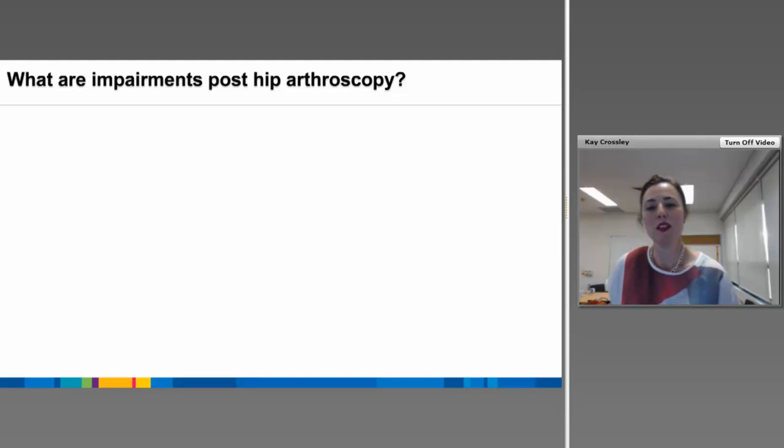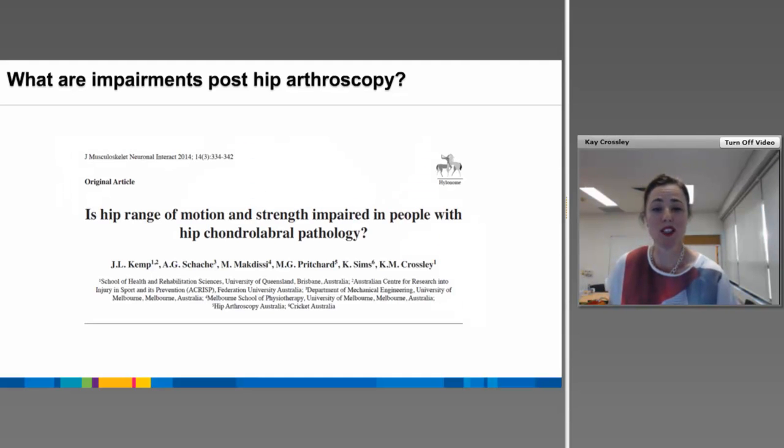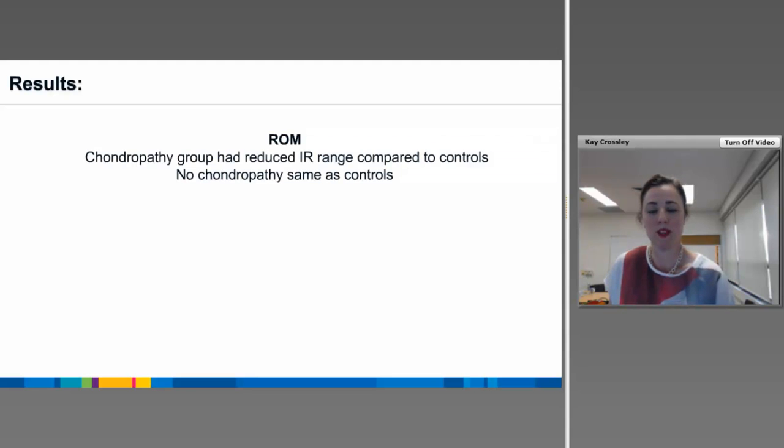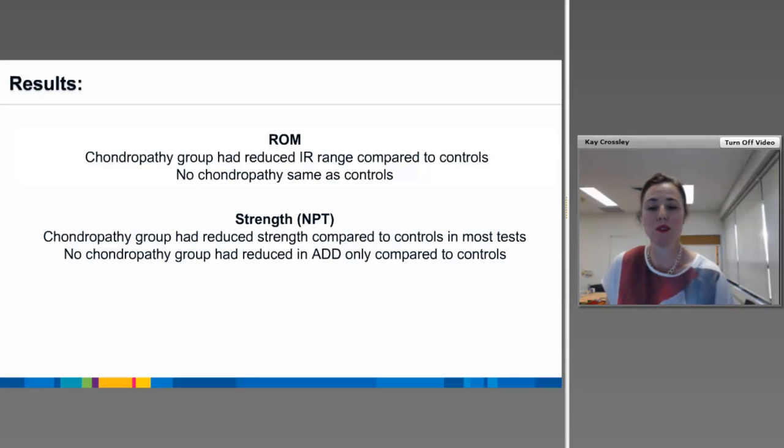So what about the impairments that we see in people with impingement pathologies after hip arthroscopy? We published this study last year where we looked at hip muscle strength and hip joint range of motion in people with hip chondrolabral pathology after hip arthroscopy compared to healthy controls. And what we found was that for range of motion, patients with hip chondropathy had reduced internal rotation compared to the controls, whereas the patients without chondropathy had the same range of motion as controls. For hip muscle strength, patients with chondropathy had reduced strength compared to the controls in most tests, whereas patients without chondropathy were only weaker in their hip adductors compared to the controls.